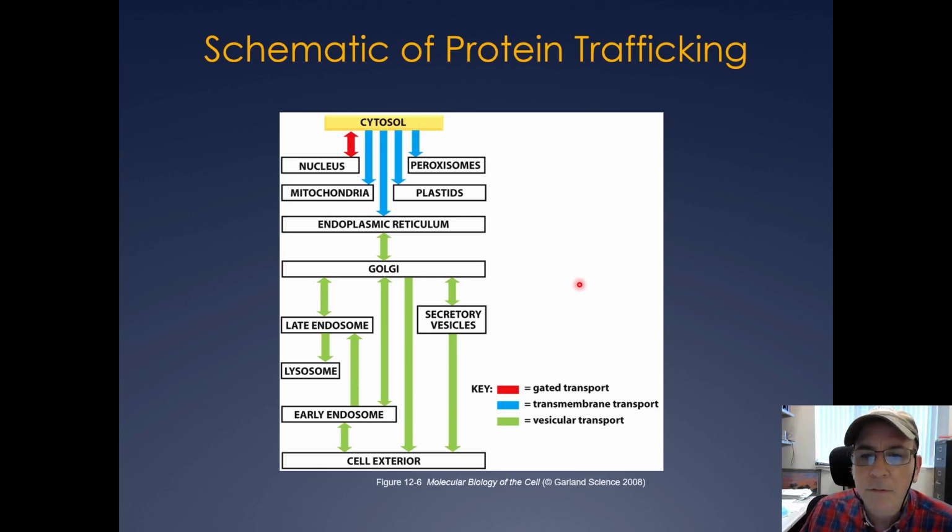But here's just an overview of what's happening, right? All proteins are made in the cytosol, okay? And these proteins are then sorted through various cellular mechanisms to different regions, right? In the case of the cytosol, you get bidirectional transport between the nucleus and the cytosol through the nuclear pore complex.